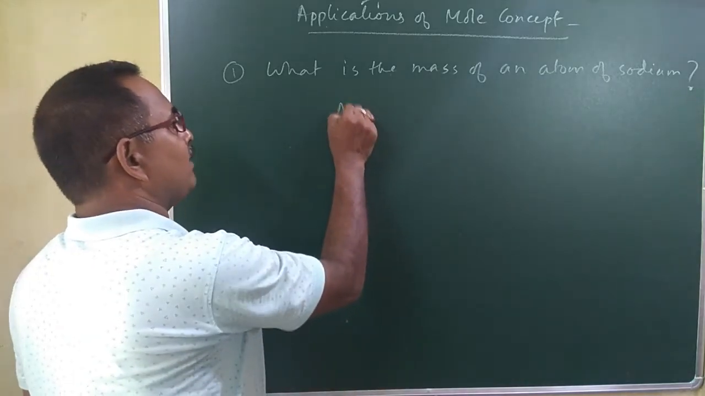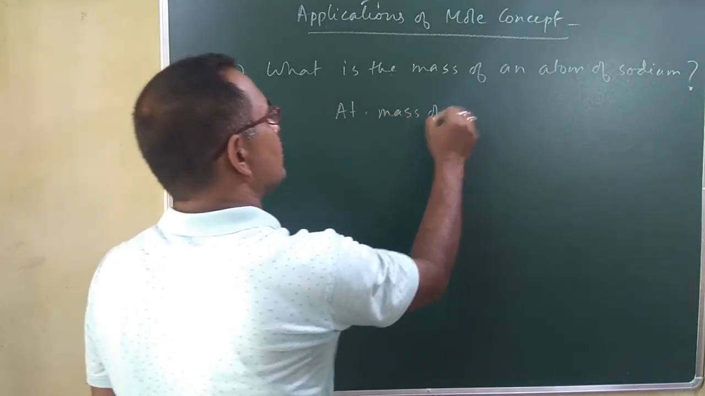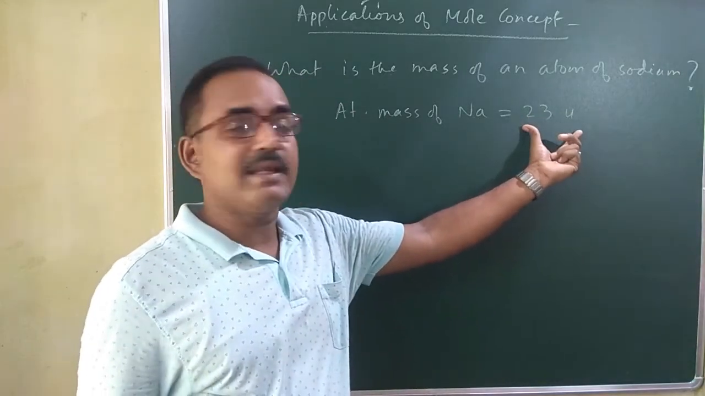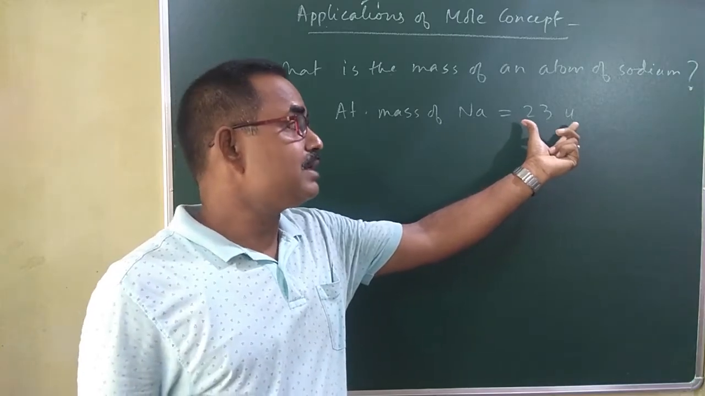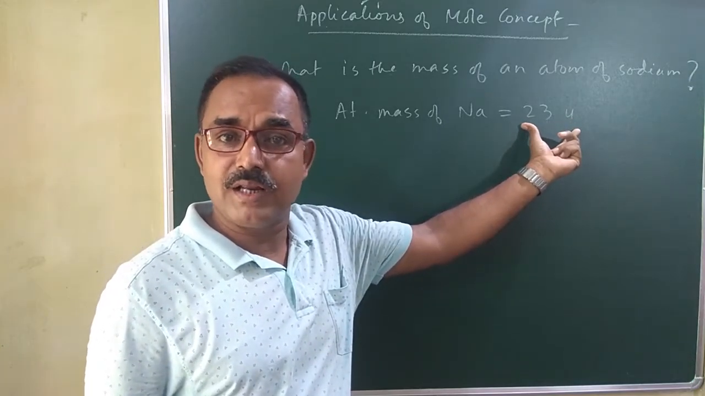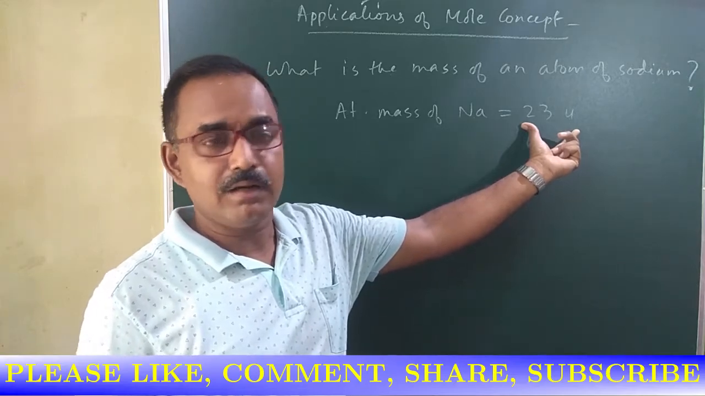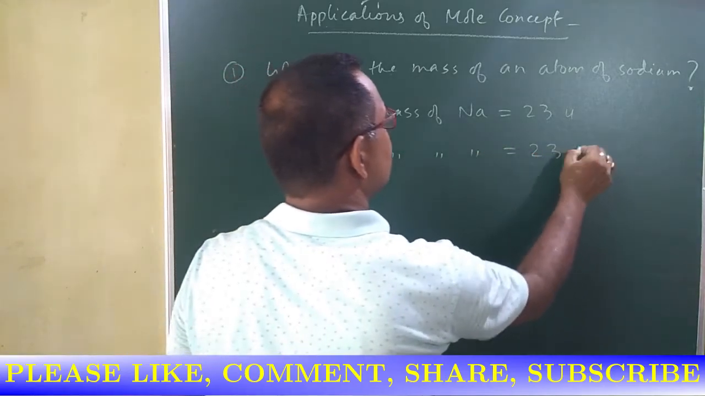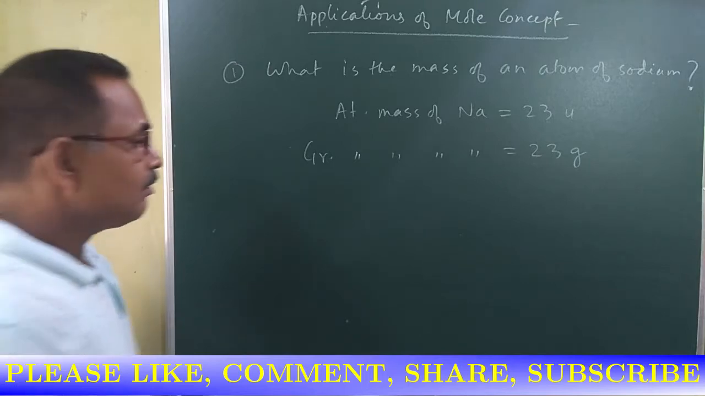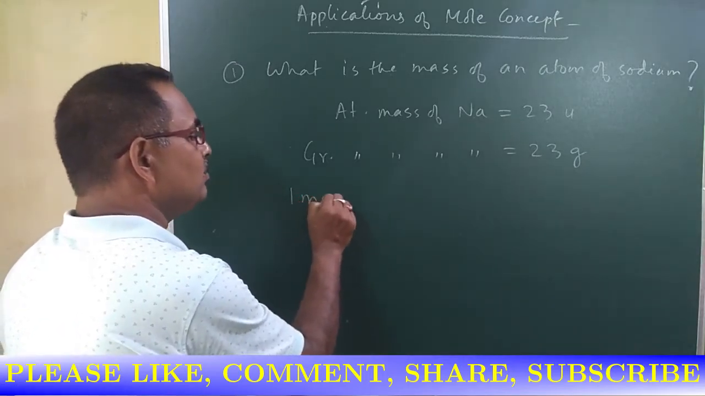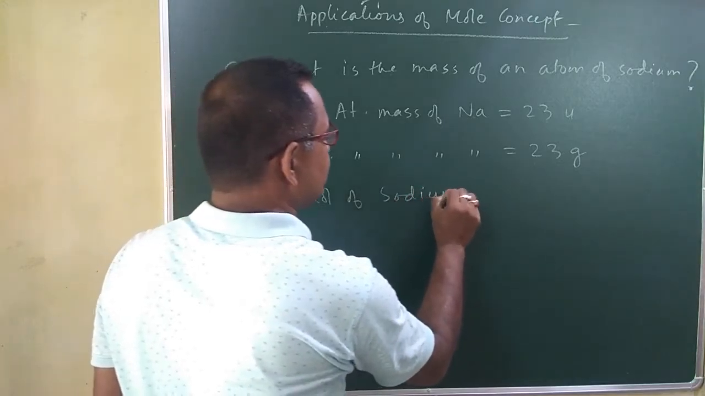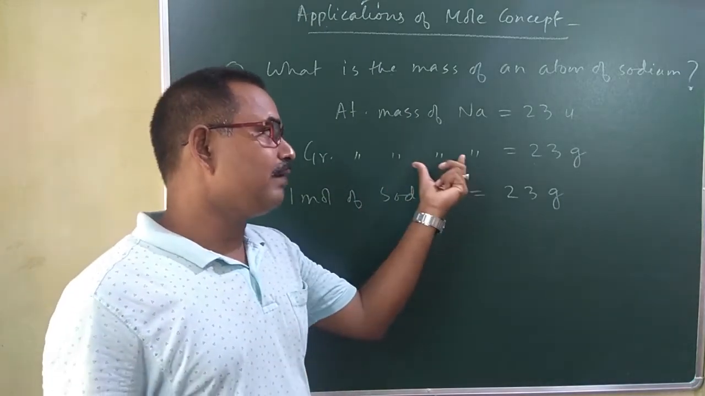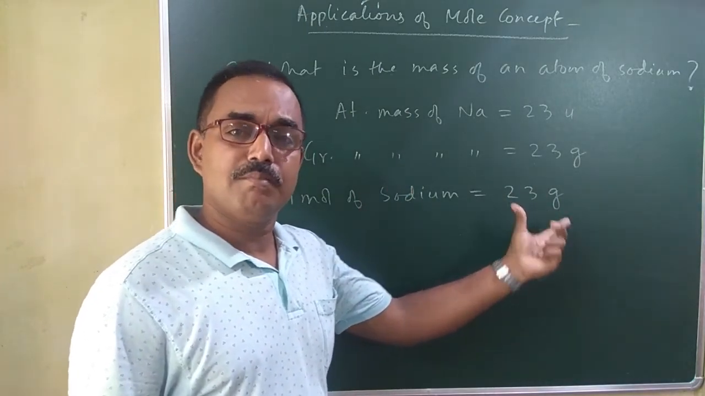We know that atomic mass of sodium is 23 u. So 23 u is the relative atomic mass of sodium. It means sodium atom is 23 times heavier than one atomic mass unit. Clear? Therefore, gram atomic mass of sodium will be 23 gram. What does it mean? It means 1 mole of sodium is equal to 23 gram, because for an element, 1 mole of the element means its gram atomic mass.